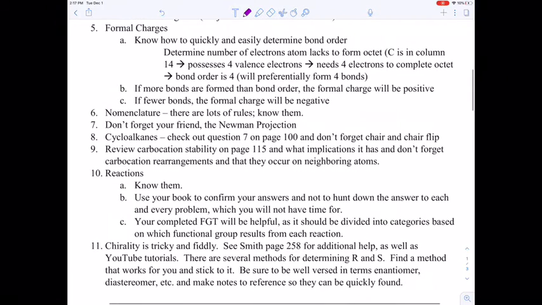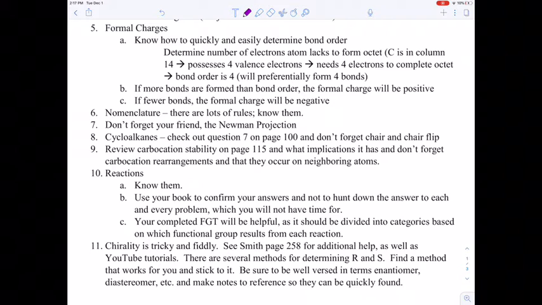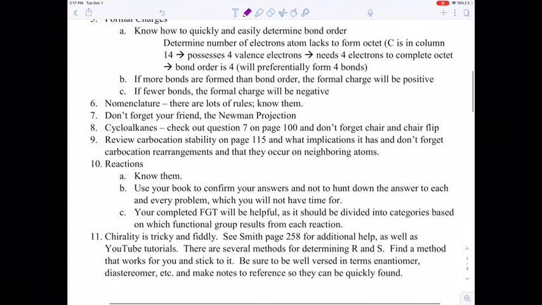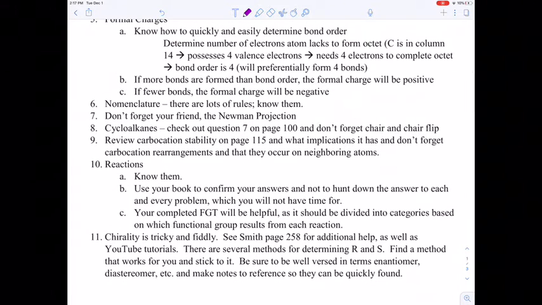Formal charges are also a sticking point. It's important to know how to quickly and easily determine them, and we do that by knowing bond order first. So bond order is how many bonds an atom wants to form. So determine the number of electrons the atom lacks to form an octet. So if we look at the periodic table, carbon is in column 14. That means it needs 4 more electrons to have a full shell, a full octet.